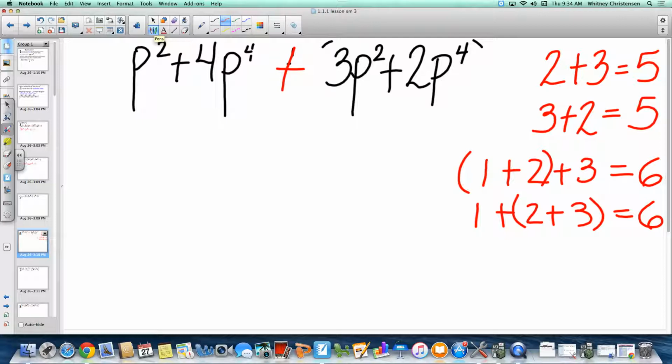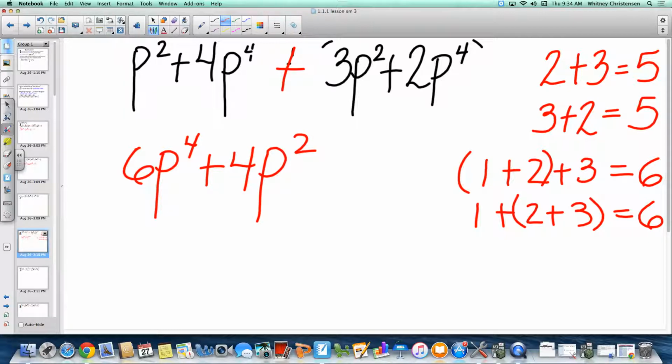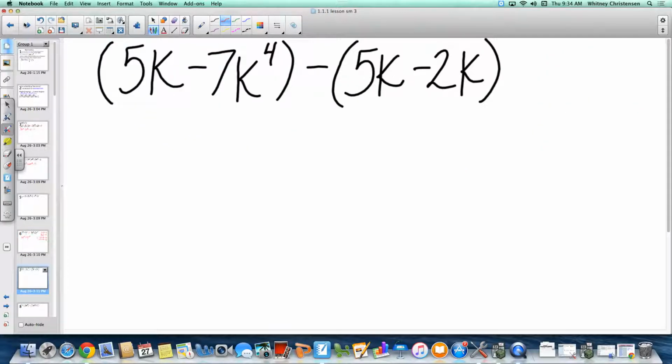Good, 4. So we have 4p to the 4th plus 2p to the 4th. How many p to the 4th? 6p to the 4th. And then p squared is the next. And so we have 1p squared plus 3p squared. How many p squared? Good, plus 4p squared. Okay, any questions on that? Okay, try this one by yourself and then we're going to move on.